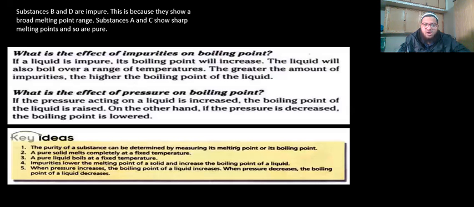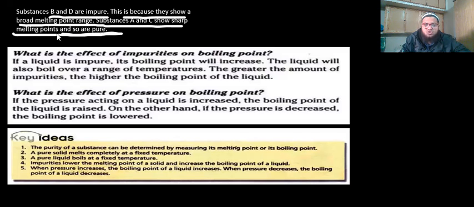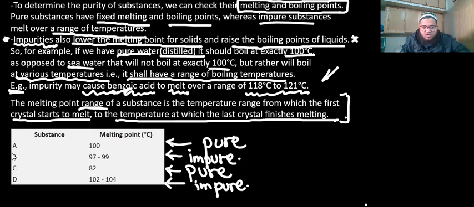Now let's check our answers. Substances B and D are impure, because they show a broad melting point range. Substances A and C show sharp melting points, so they are pure. Sharp means a fixed, constant melting point. So B and D are impure and A and C are pure, and we've also marked that. Clear? Correct? Hope this makes sense.